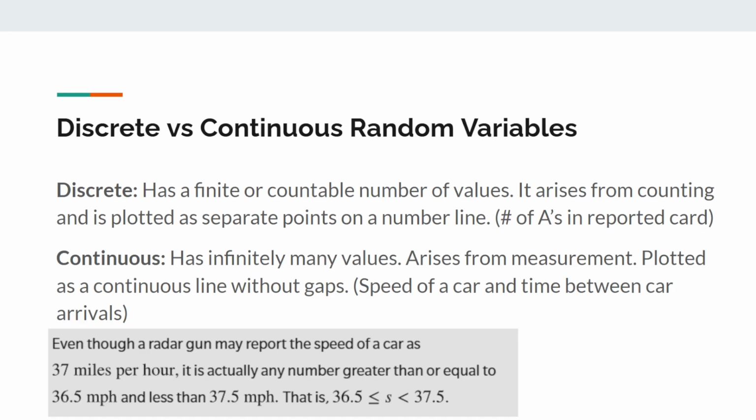So all we did between discrete and continuous random variables, we talked about before, where discrete is finite and continuous is not. So it's important to note that rational numbers aren't discrete at all because you can't really plot them. And here we just have a source of error. So even though a radar gun may report the speed of a car as discrete, there's a source of error which makes it continuous.